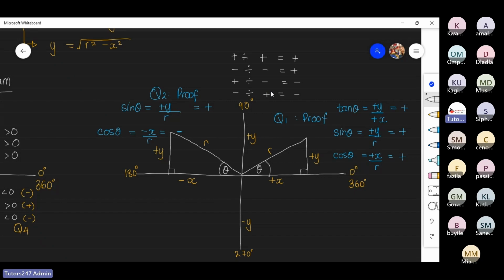If you can't remember all of this, an easy way to look at it is, if you notice, the same signs always give you positive. And when there's different signs, it gives you negative. So same, positive, different, negative. Think of it like that.